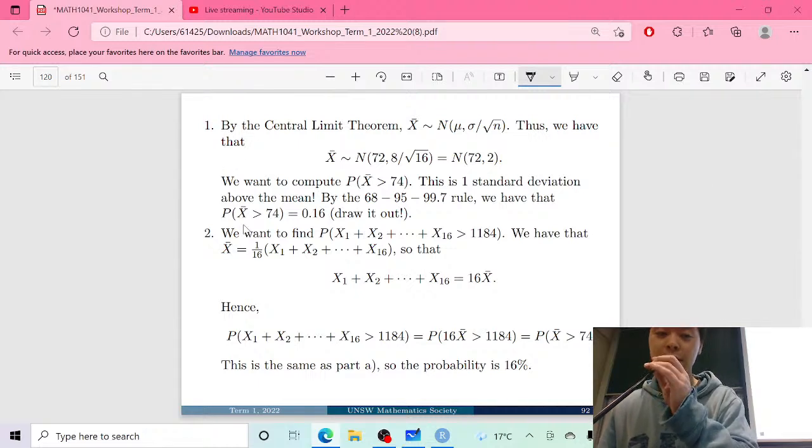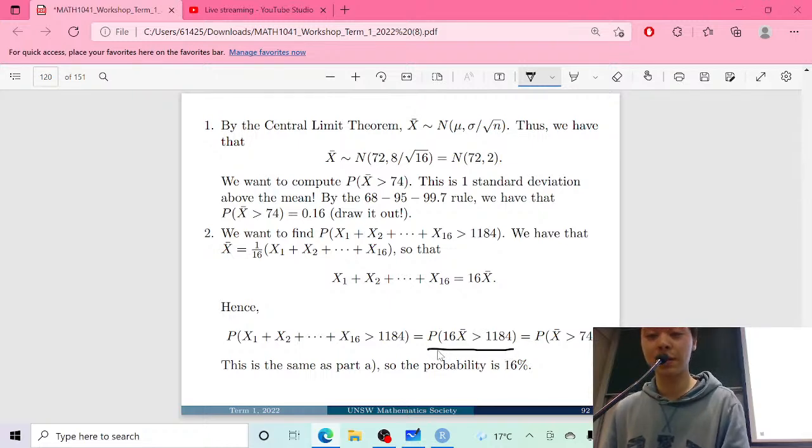Remember that the sample mean is actually just the average among all of the random variables, right? So we can manipulate this expression to get that x1 plus x2 plus up to x16 is precisely equal to 16 times the sample mean. And so solving this probability is equivalent to solving an easier probability here.